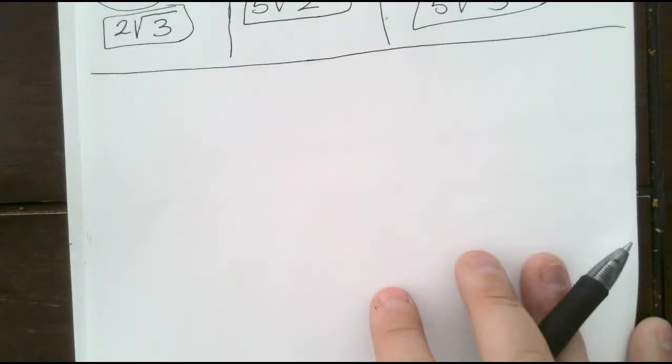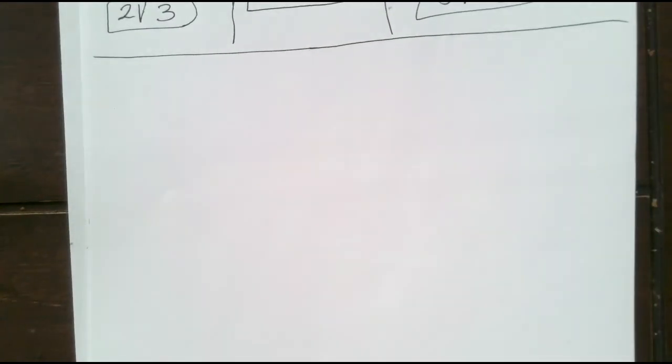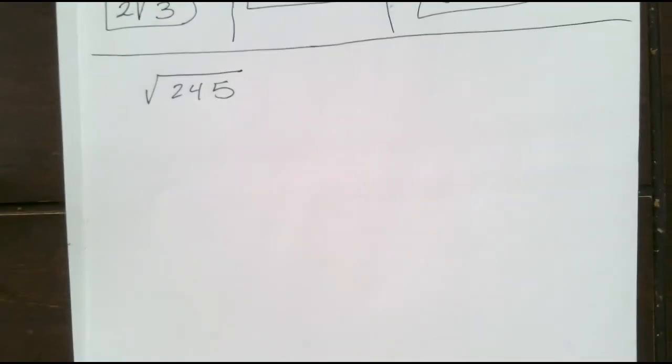Next ones. Now we're going to get a little bit tougher. We're going to have more than just one pair underneath. So, for example, the square root of 245. Let's see if it clears up for us here.